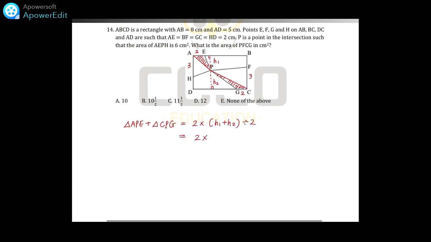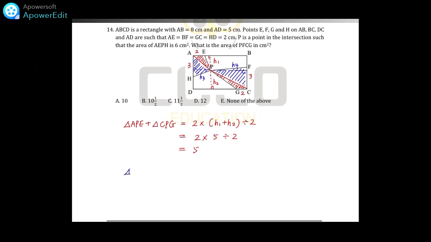So we sub in the value H1 plus H2 equal to AD. That's 5. 2 times 5 divided by 2. The area equals to 5. Now for the other two triangles, APH and CPF. So again, we draw the height. Okay, the height, let's call it H3 and H4.